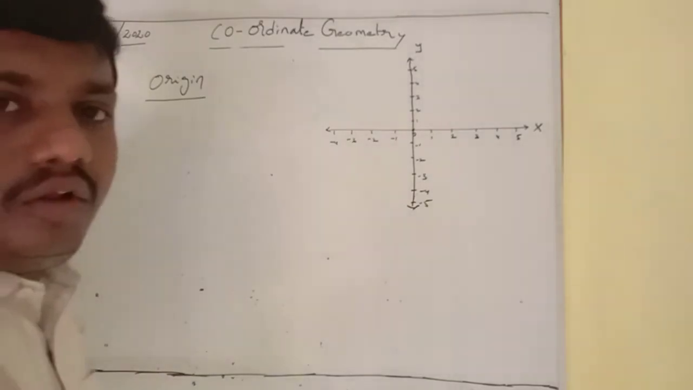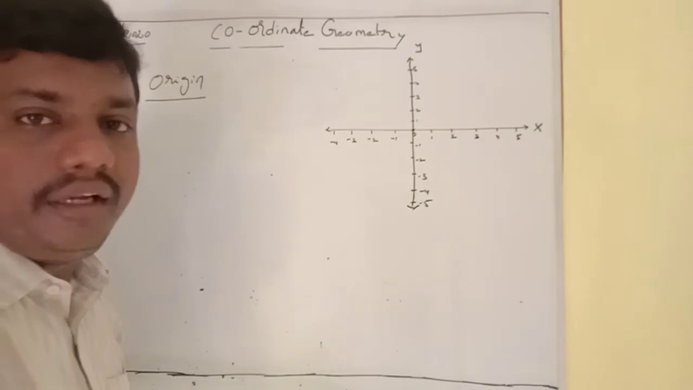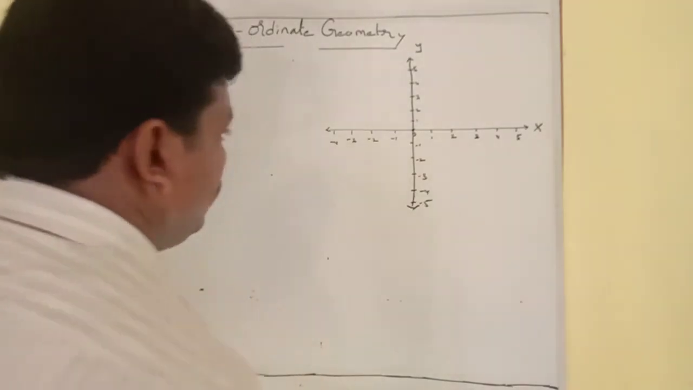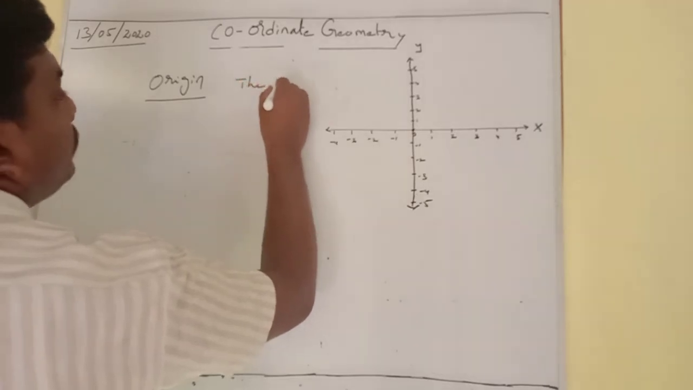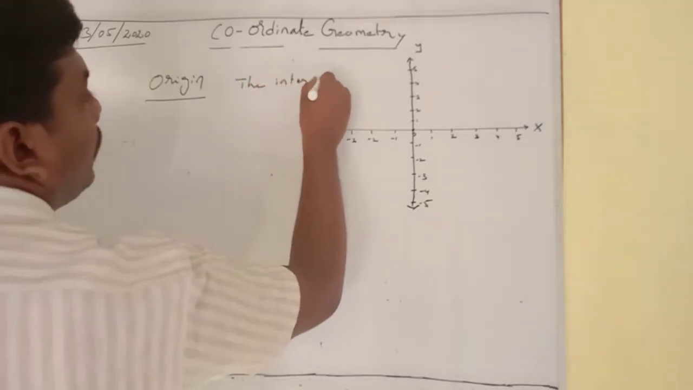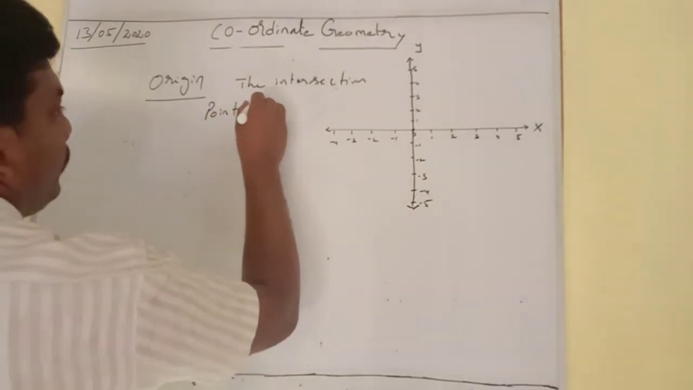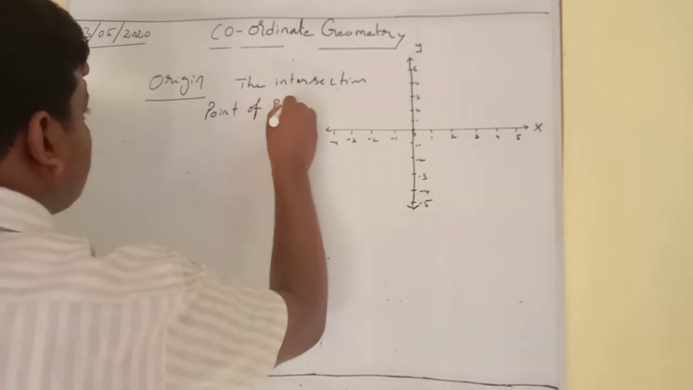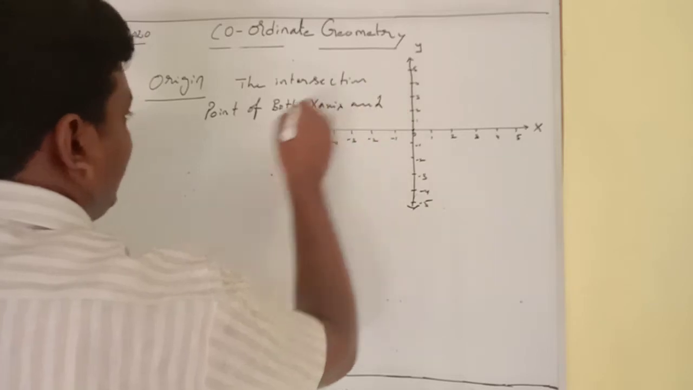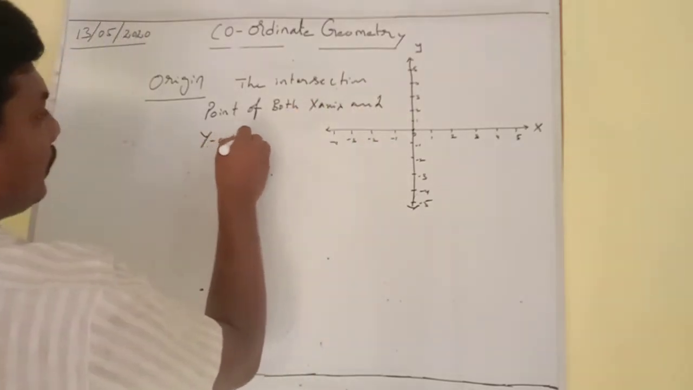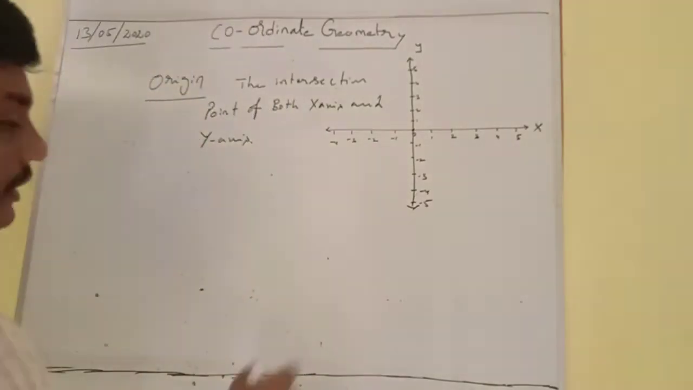Origin is nothing but the point where both the x-axis and y-axis intersect. That point is known as the origin. The intersection point of both the x-axis and y-axis is nothing but the origin. So that means that is also a point.